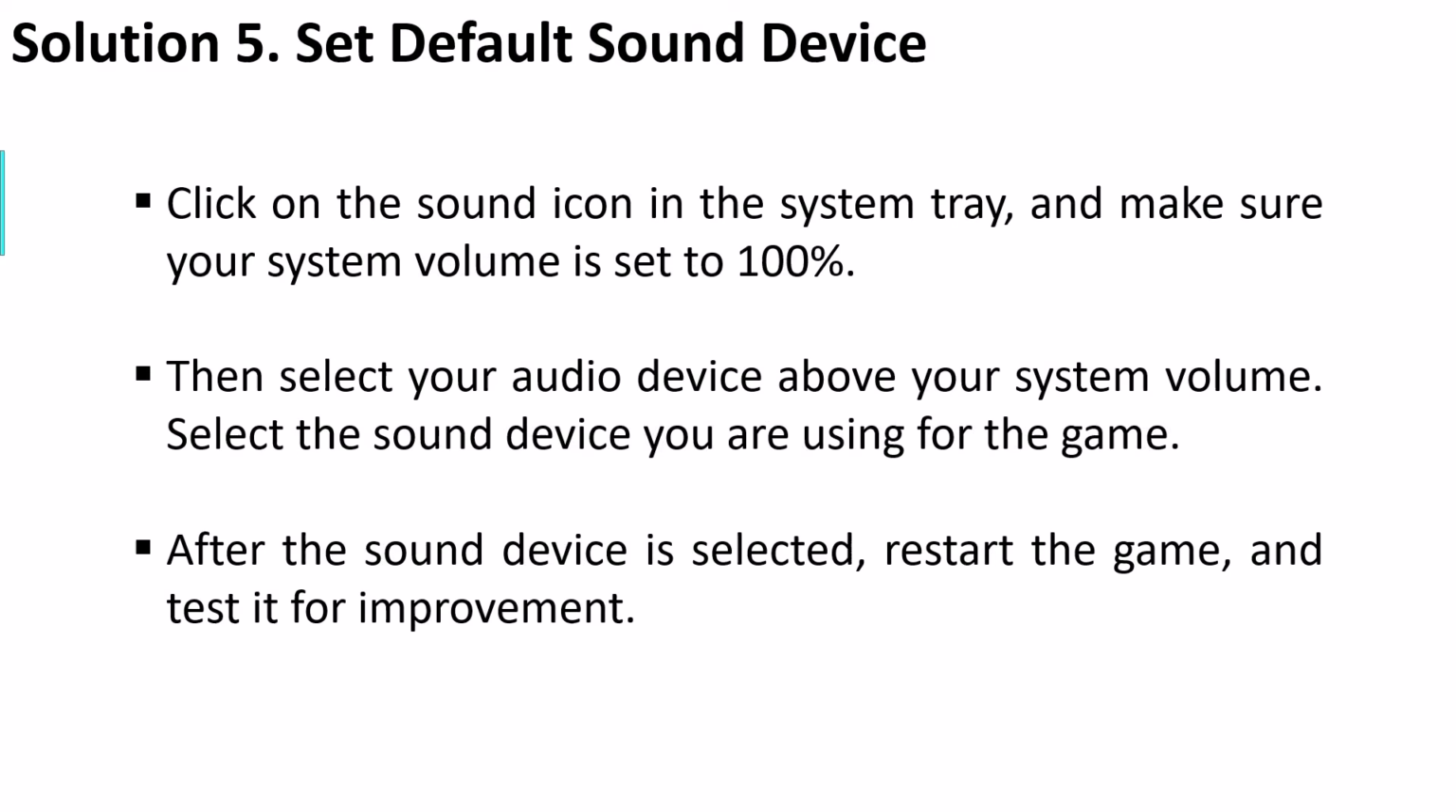Solution 5 is to set default sound device. So click on the sound icon in the system tray and make sure your system volume is set to 100%. Then select your audio device above your system volume. Select the sound device you are using for the game. After the sound device is selected, restart the game and then check.